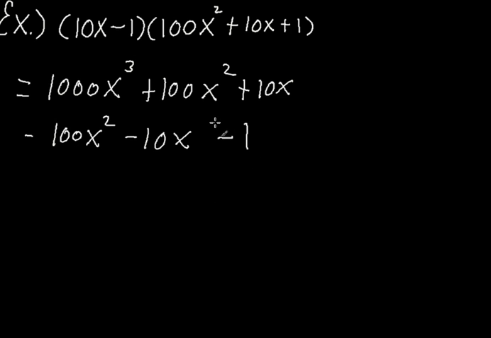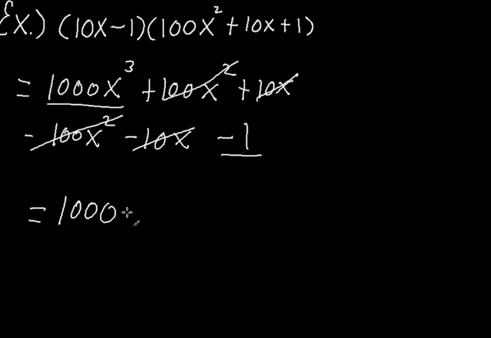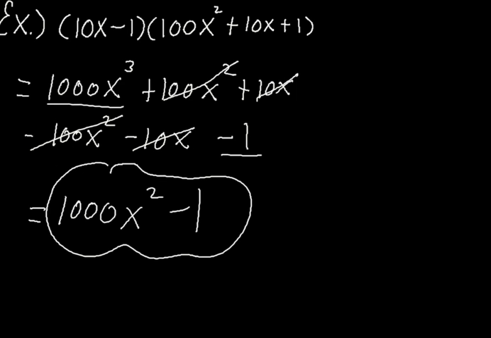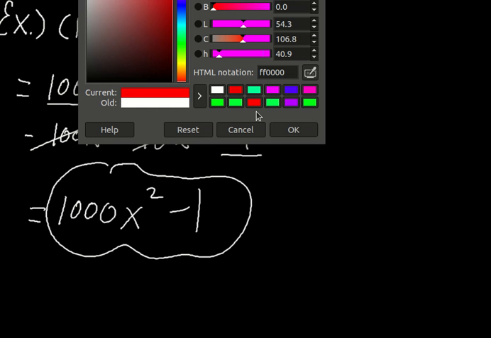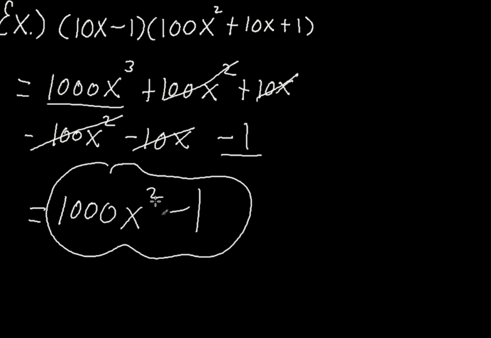Okay, what can I combine? I have 100x squared minus 100x squared. I have minus 10x, positive 10x. I'm left with this term and this term. So 1000x cubed minus 1. That's my final answer. Is it true that this is the difference of, oh, this should have been cubed.